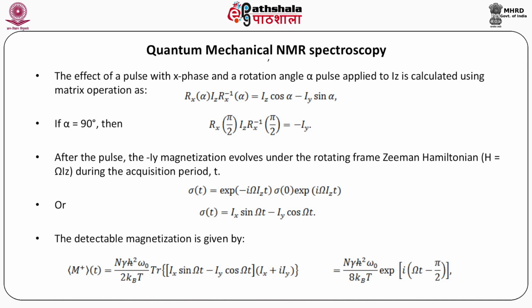So, sigma(t) is equal to exp(-i omega t Iz) sigma(0) exp(i omega t Iz), or sigma(t) is equal to Ix sin omega t minus Iy cos omega t. The detectable magnetization M(t) is given by an equation that is too complex to read out, and is equal to N gamma h-bar omega 0 divided by 4 kB T, times exp(i) sigma(t) at omega t minus pi by 2.